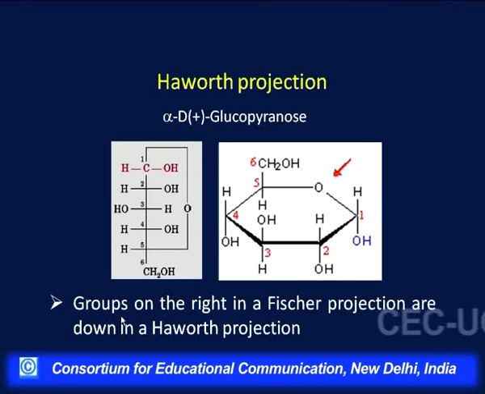Remember, again I am repeating, groups on the right in a Fischer projection are down in the Haworth projection. So, whenever we convert a Fischer projection molecule into Haworth, the groups which were placed on the right will be below the plane.